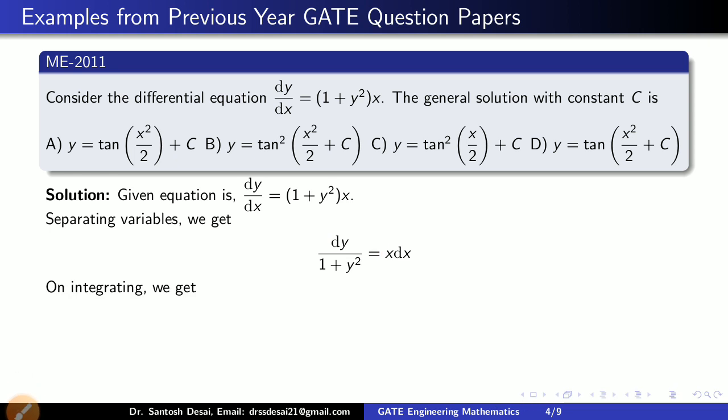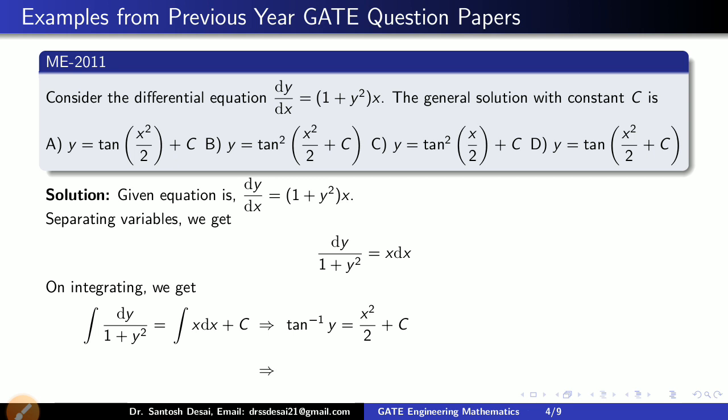So integrating this, we get integration of dy divided by 1 plus y square is equal to integration of x dx plus c. Now this implies tan inverse y is equal to x square by 2 plus c. Now if you observe, all the options are in the form of y. So therefore rewrite the solution in the form of y.